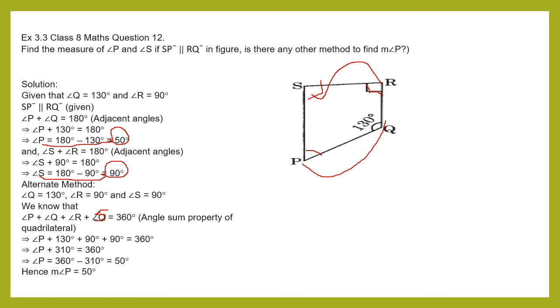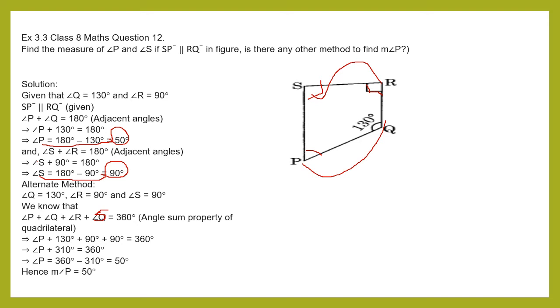Understood, children? I hope you understood this problem. Once again, see, angle Q equals 130 degrees, angle R is 90 degrees. And we know one of the clues, side SP is parallel to side RQ. So angle P plus angle Q is 180 degrees. Angle P equals 180 degrees minus 130 degrees. 130 from 180 leaves 50 degrees. So angle P is 50 degrees.